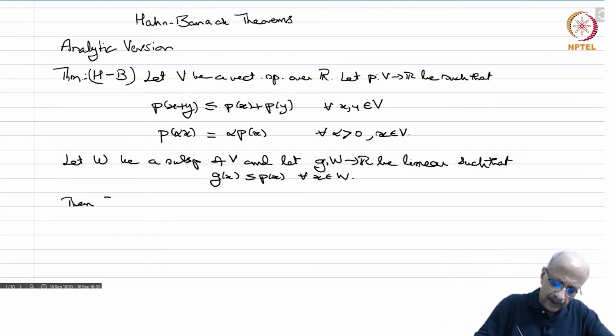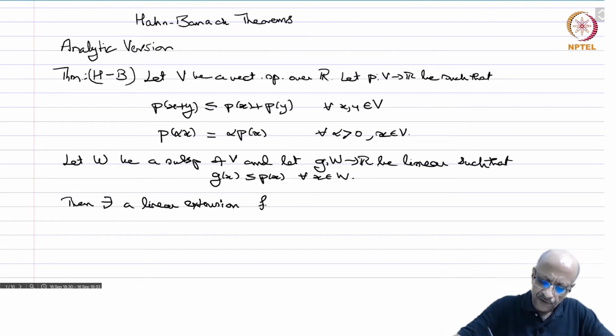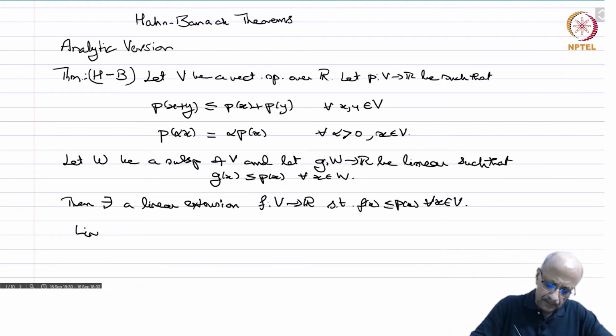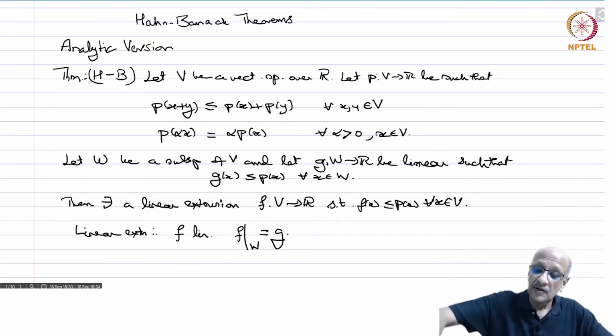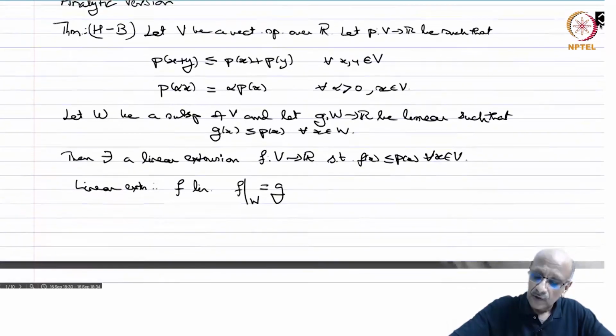Then there exists a linear extension f from V to R such that fx is less than or equal to Px for all x in V. So what do we mean by linear extension? This means f is linear and f restricted to W is the same as G. So this is what we mean by a linear extension. Okay, so we are going to prove this using Zorn's lemma.